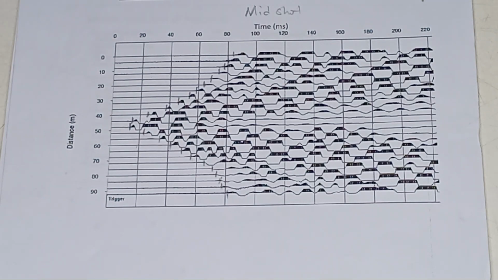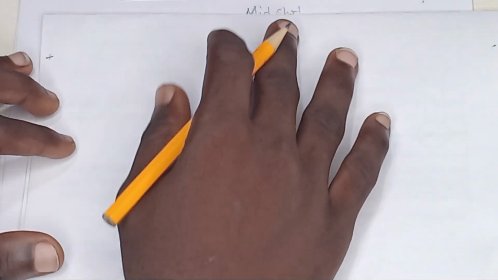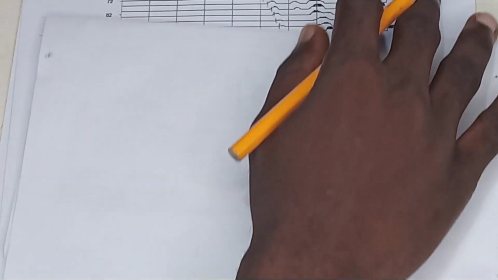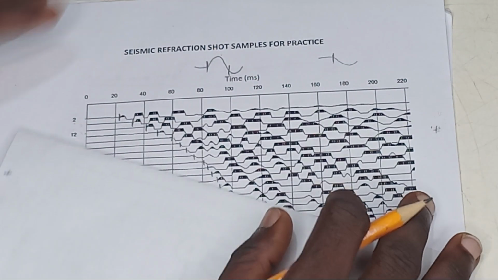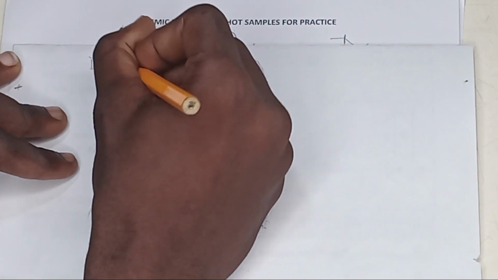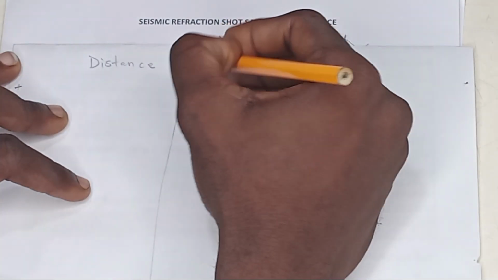to now form your distance time table. What did I say? Your distance time table. Your distance time table. Okay? How to form your distance time table. Now, distance, then we have the time.